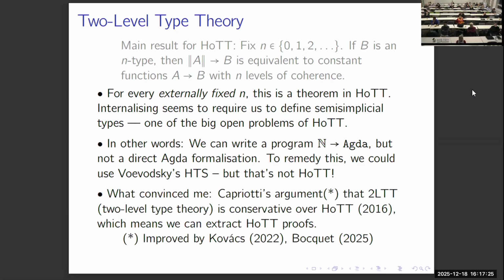But what convinced me that something like this works is Paolo Capriotti's conservativity argument, which says that two-level type theory, which is essentially Wołodzki's HTS without assumptions, is conservative over HoTT. So in two-level type theory, you can actually formulate this theorem, which we had, and then you can instantiate it with a particular number n and actually extract some homotopy type theory theorem.